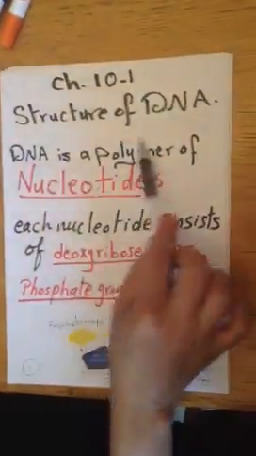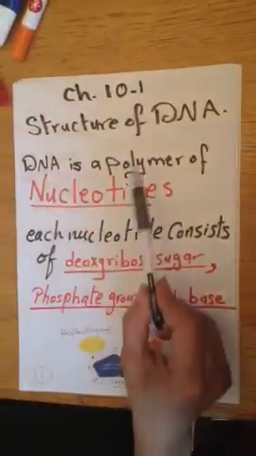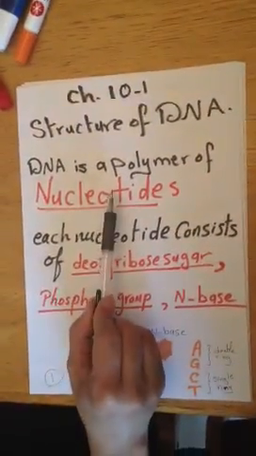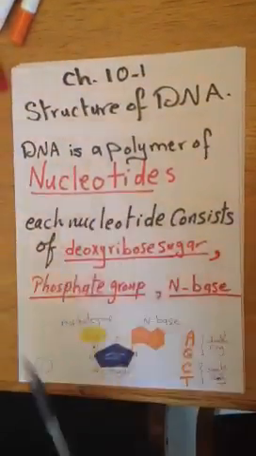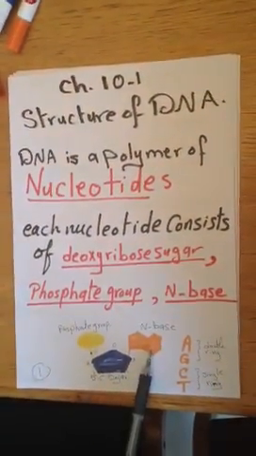Chapter 10.1 Structure of DNA. DNA is a polymer of nucleotides. So the name of the monomer that makes the DNA is the nucleotide. Each nucleotide consists of 3 parts, as you see.